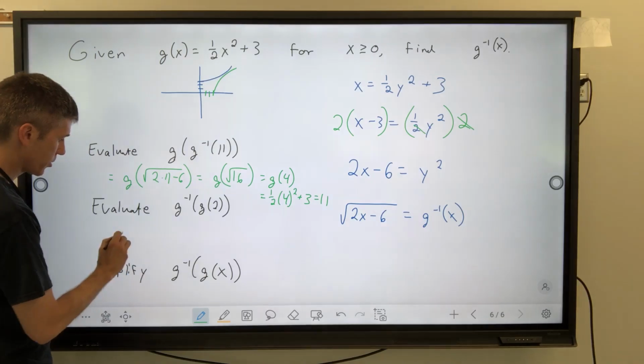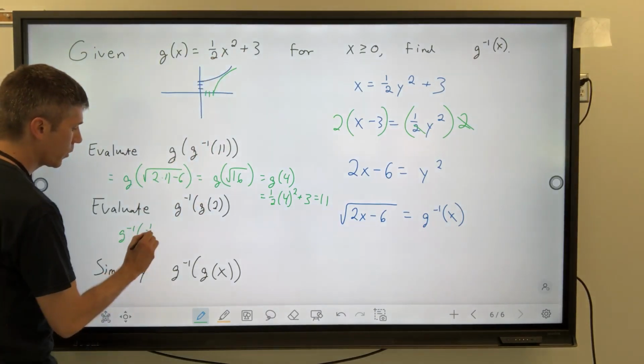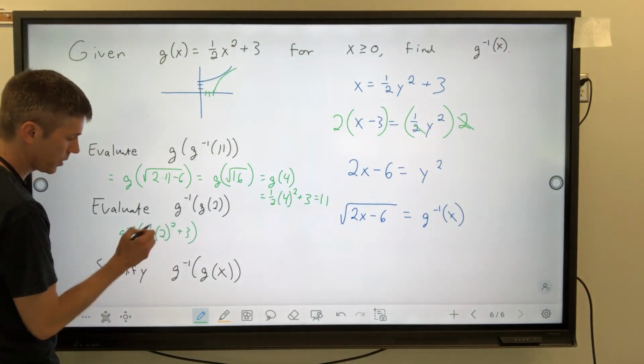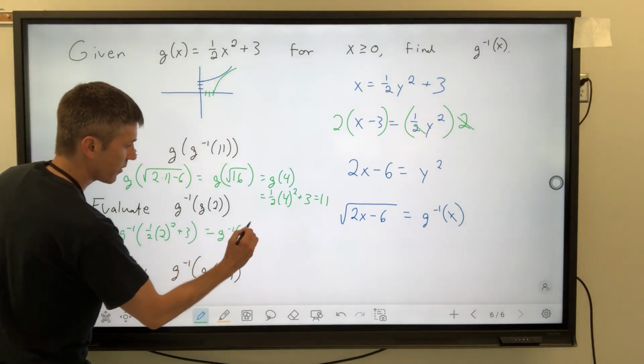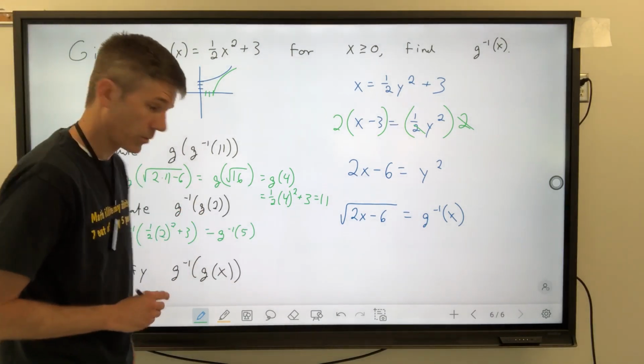We've been through that. So we have g inverse of g of 2. So 2 is going to go right here. We have 1/2 times 2 squared plus 3. So that's 4. Half of that's 2. 2 plus 3 is 5. We have g inverse of 5. We're going to plug a 5 in and see what we get. We better get a 2. If we don't, we're wrong.